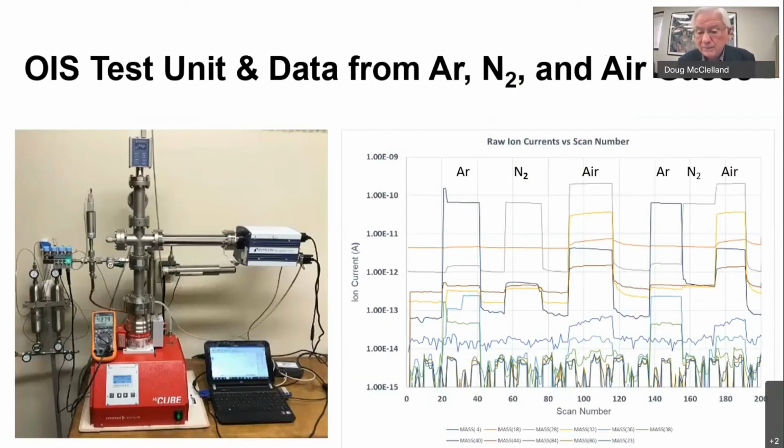And the main difference that you can see is in this raw ion current, with air, there are some new species that creep in to give oxygen level and argon and water vapor.